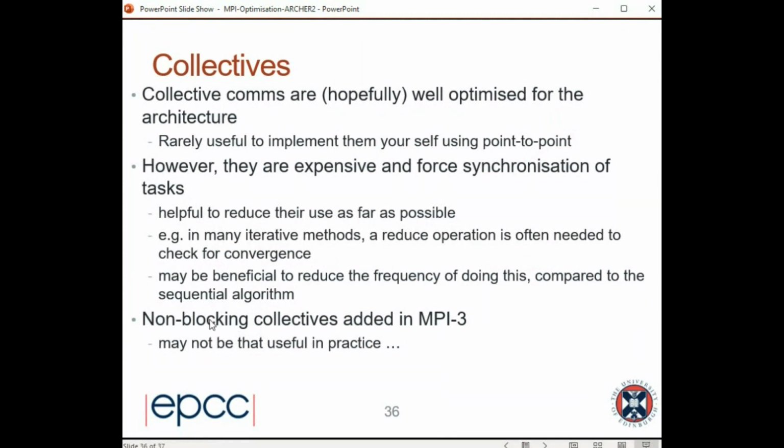People often say, why can't I use non-blocking collectives? The problem is they just don't seem to work. I think they're a lot more difficult to implement efficiently, so they may not actually happen asynchronously. I have rarely found a use for non-blocking collectives. Again, you can think of many use cases in principle, but in practice, I have yet to see a convincing argument for them being faster.